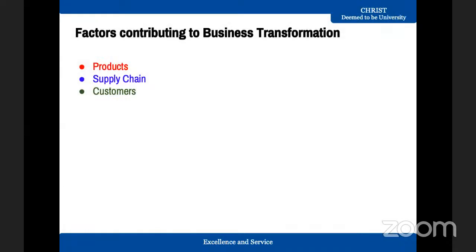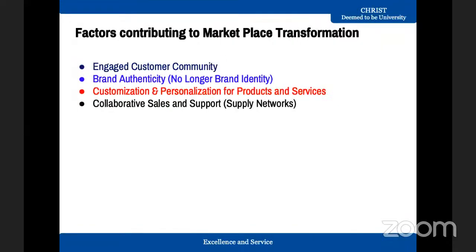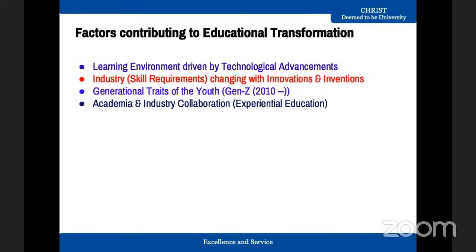For business transformation, these three: number one, products, then supply chain, then customers. These are the factors for marketplace transformation: an engaged customer community, and again, brand authenticity. It is no longer brand identity. It is called authenticity, right? Then customization and personalization for products and services. Then supply networks, that is nothing but collaborative sales and support. These are some of the factors that contribute to marketplace transformation to build up Industry 4.0.